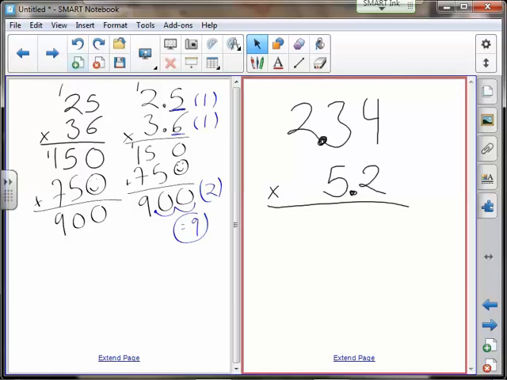If you are into doing extra work, you may line up the decimals, but I would not recommend it. Okay? So now we will go ahead and multiply as usual.